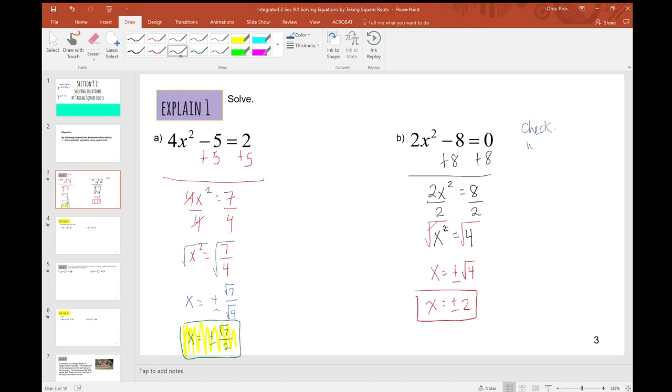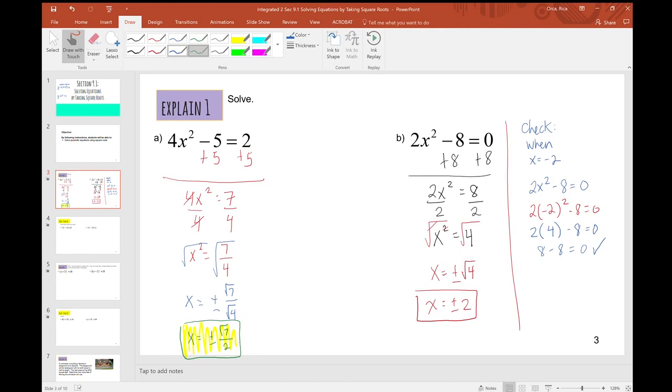Let's check when x equals negative 2. And you want to use the original equation, 2x squared minus 8 equals 0. So when you plug it in, it's 2 times negative 2 squared minus 8 equals 0, which is 2 times negative 2 squared is 4 minus 8, and it's supposed to equal 0. 2 times 4 is 8, and 8 minus 8 equals 0, which means that negative 2 is a solution.